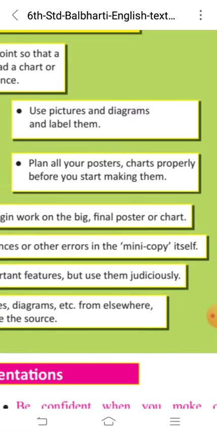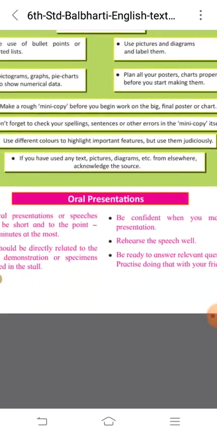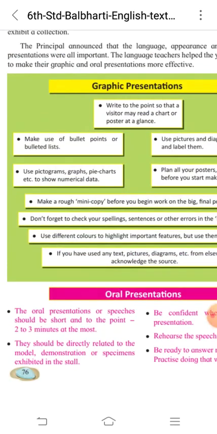So this is regarding the graphical presentation. Now next is oral presentation. Now what is oral presentation? Oral presentation means how you are going to explain to them what are the points you need to take into consideration. Let's see what are the points when you are making an oral presentation.